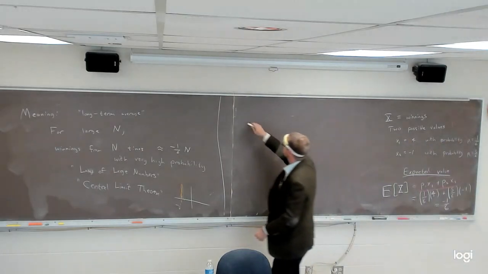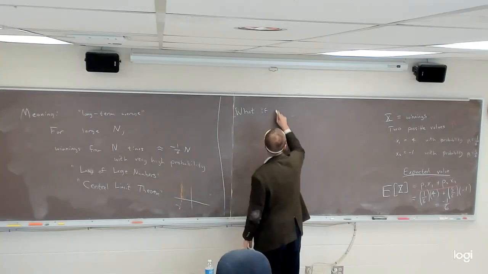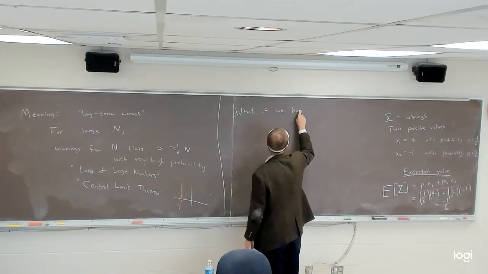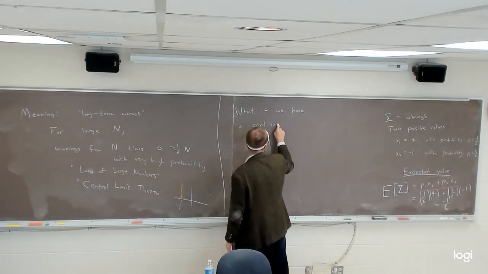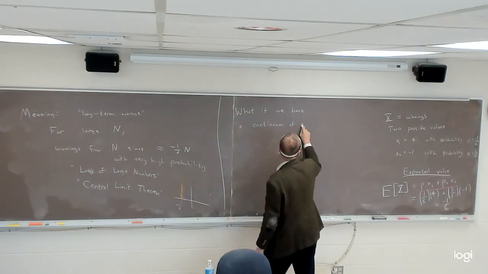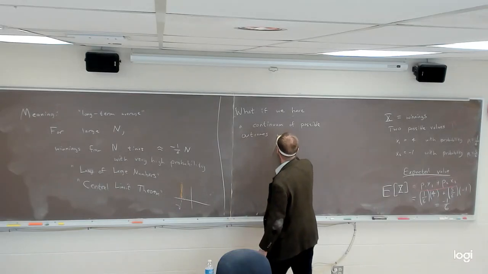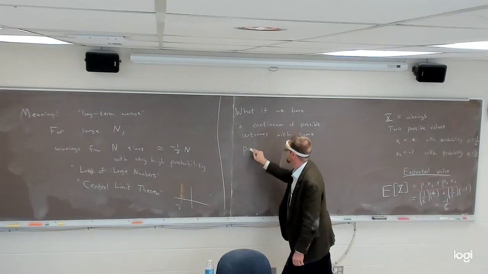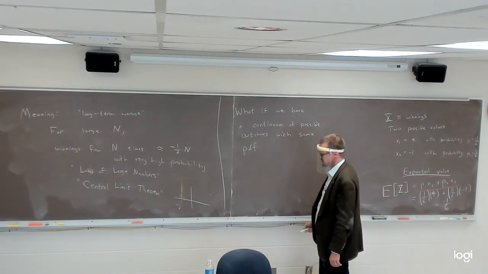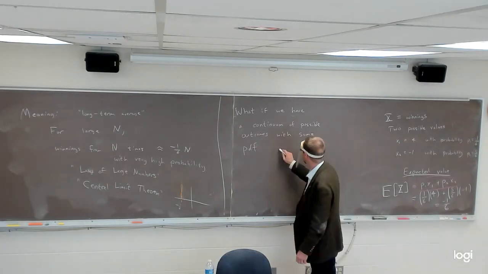So what if we have a continuum of possible outcomes with some probability density function, let's see, call it, I don't know, P of X.